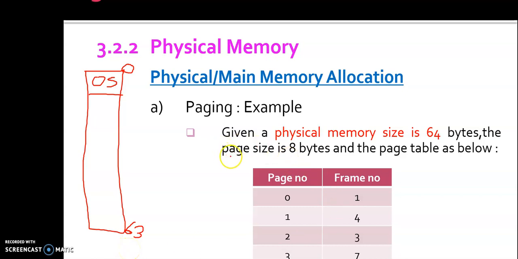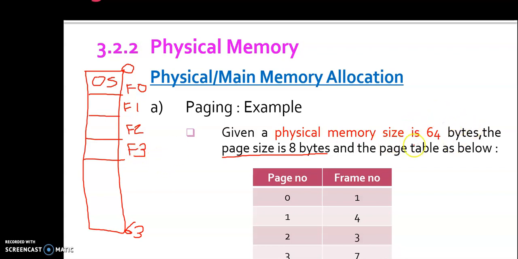Alright, page size is 8 bytes. So we said, if you look at the previous slide and we said before, page size equals to frame size. So we want to draw the frames inside the physical memory. So each size of the frame is 8 bytes. Okay, so this is frame number 0. So this is frame number 1. Frame number 2. Frame number 3. So how many frames are we going to draw?